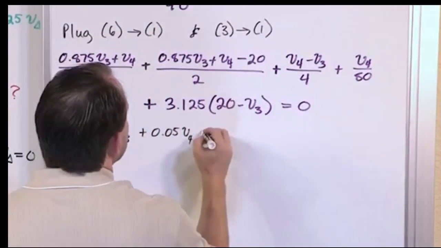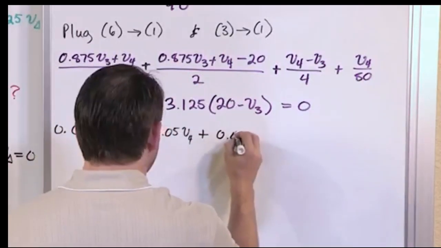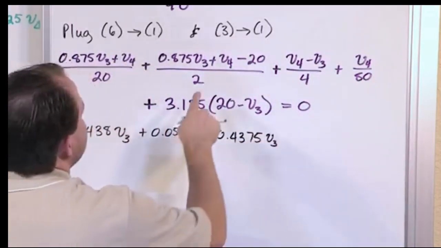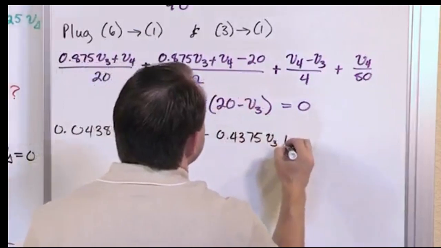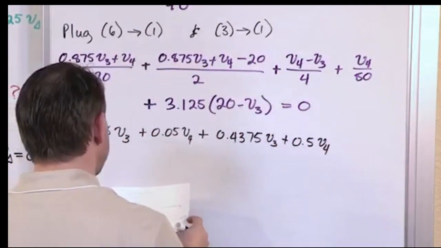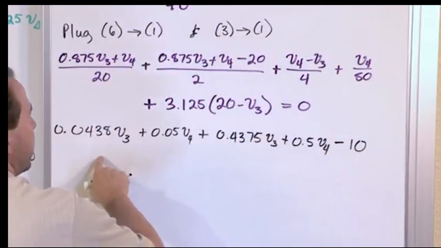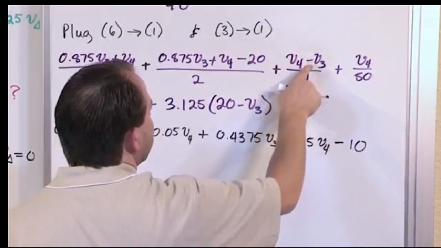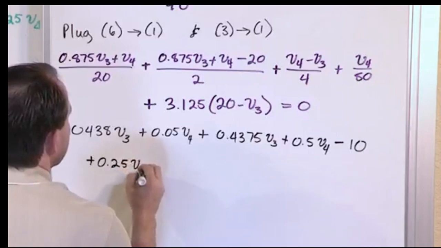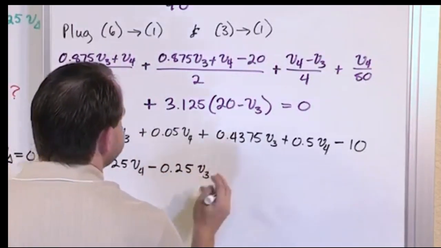Now I'm over on this term. Here, 0.875 divided by 2, 0.4375 V3. And then I have a 1 here, so 1/2 is 0.5 V4. And then I have 20 over 2, negative, which gives me negative 10. I ran out of space, so let me continue over here. I have 1/4 and 1/4, so I'm going to have 0.25 V4 minus 0.25 V3.